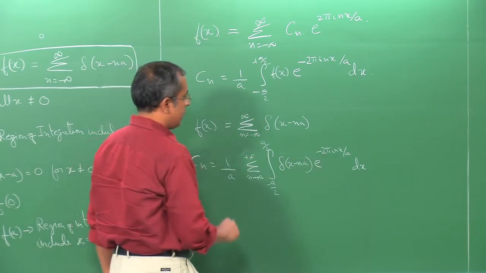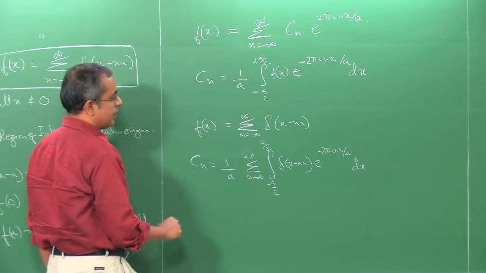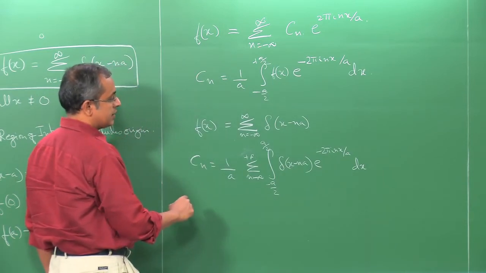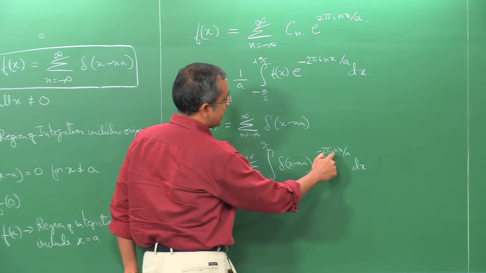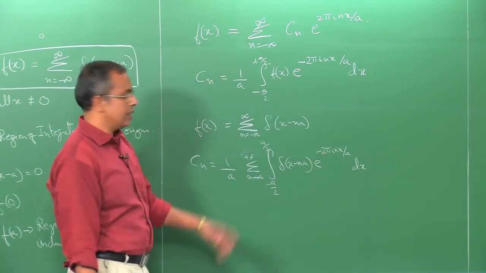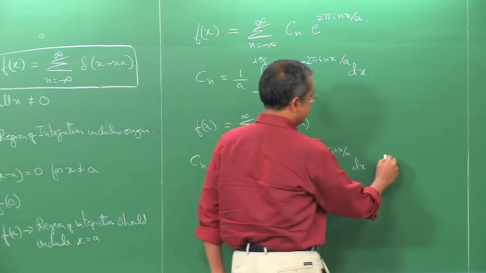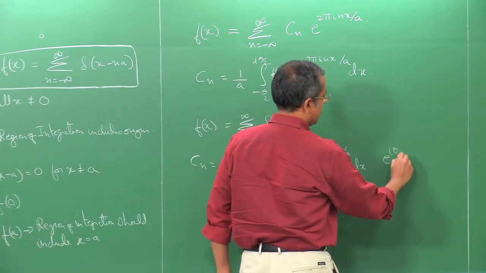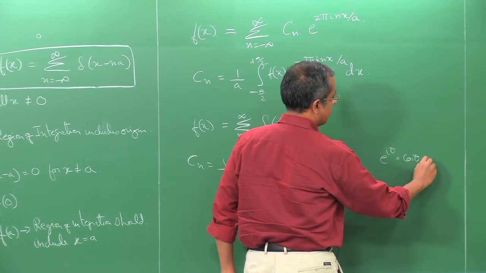So, this is going to evaluate to f of a, and in particular in this case you are going to see 2 pi i n x by a. So, this simply becomes 2 pi i n, and e to the power i theta is simply cos theta plus i sin theta.